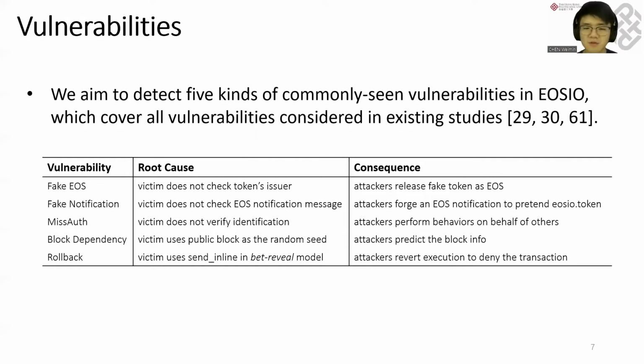Fake notification evolves from fake EOS. The attacker can forge an EOS notification to pretend to be EOS token if the victim doesn't verify the notification message. For the mis-authority bug, the attacker can perform behaviors on behalf of others if the victim doesn't check the user authority. For block info dependency, the attacker may predict the random number used in the smart contract if the victim used the blockchain information as a random seed.